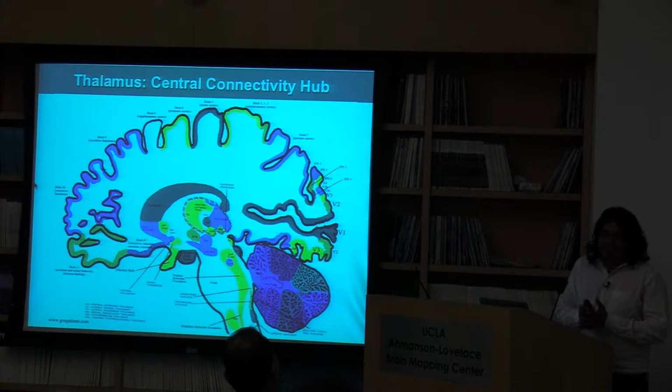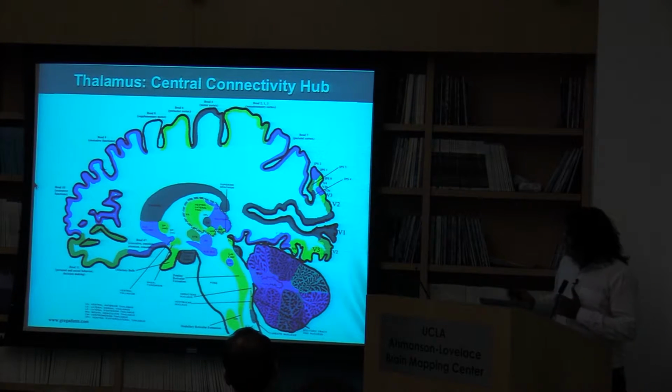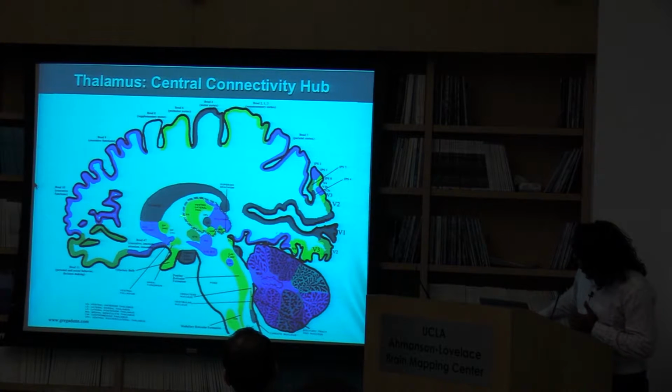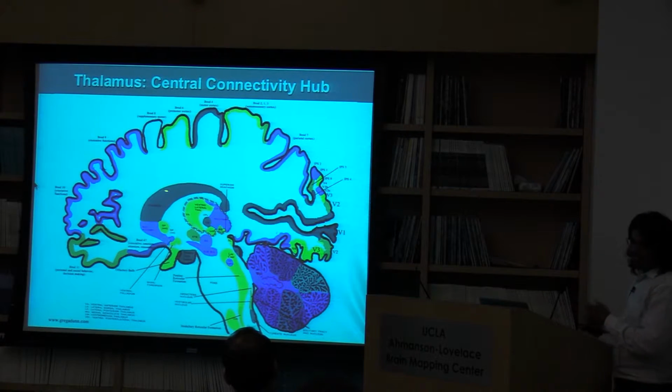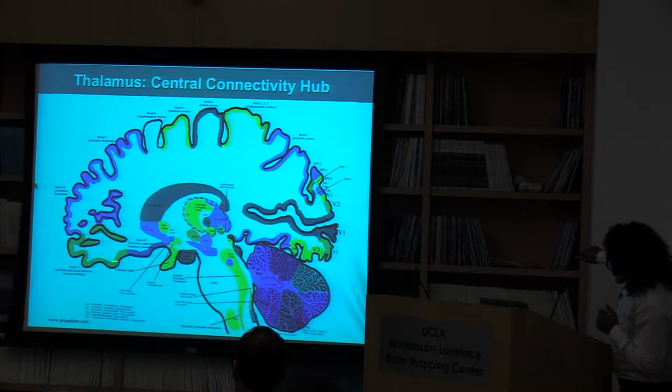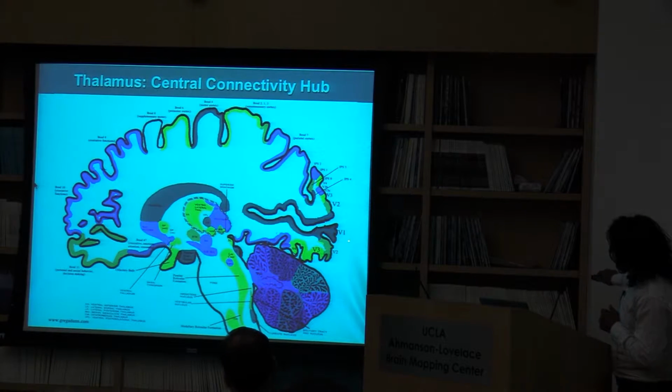Thalamus is a central connectivity hub in our brain. It lies in the center of the brain, as shown in this mid-sagittal view of the human brain. The colors don't look as nice as on my screen, but the different colors indicate differences in cytoarchitecture of cortex and of subcortical areas.